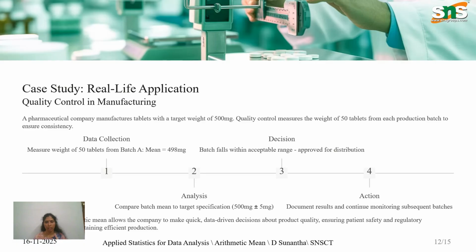So the next step will be the analysis. So compare batch mean to the target mean. The next will be the decision. So if the batch falls within acceptable range, then it will be approved. Next will be the actions. So document results and continue monitoring subsequently. So this is the real life case study which involves mean.